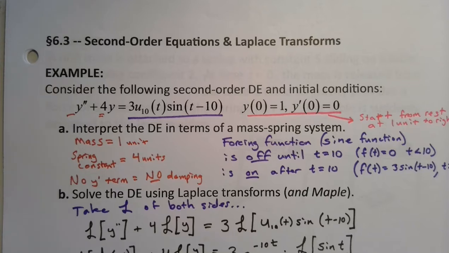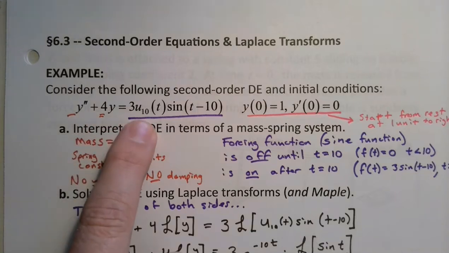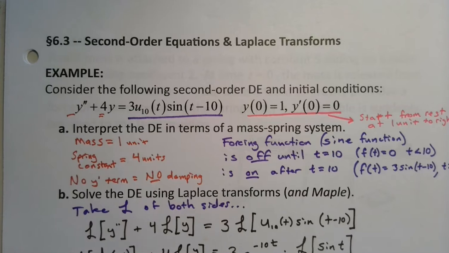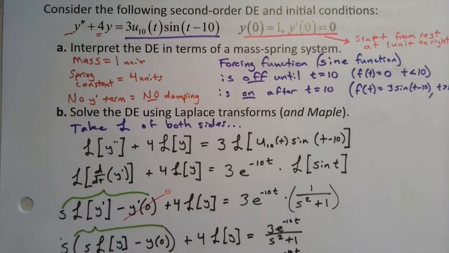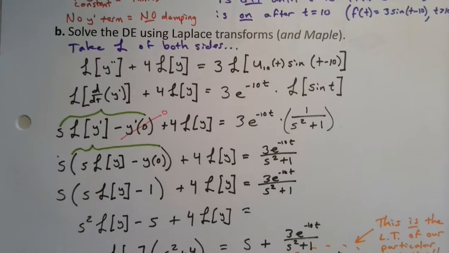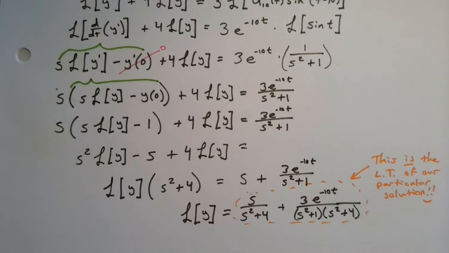So this first example, we started with a second order differential equation that also had some Heaviside function going on. We first interpreted it in terms of a mass on a spring system, a harmonic oscillator, and then we did the Laplace transform method in order to solve it. And so after some work, we came up with this at the very bottom.